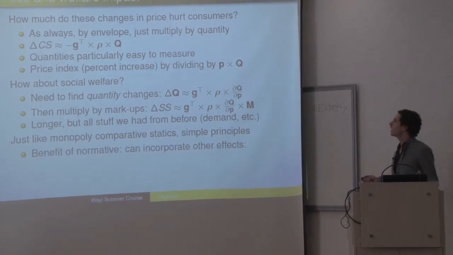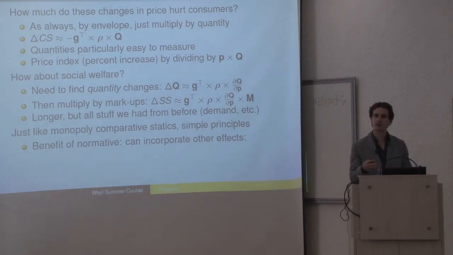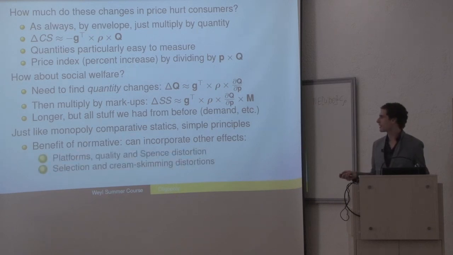The benefit of putting things into this normative form, rather than just talking about changes in prices, or even what UPP does, which is just your incentive to change prices, is that we can incorporate all the other types of effects that we've been talking about before and weigh them off against the harms of a merger. So we can talk about the effects on cream skimming. We can talk about all those other things, and we can add them in to the total effect on social surplus, right? Things like the Spence distortion, things like the cream skimming, none of that has really been done.